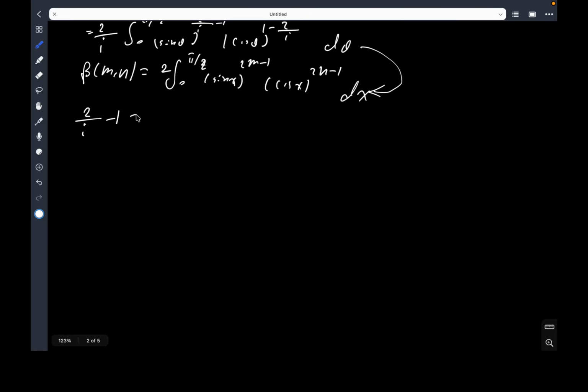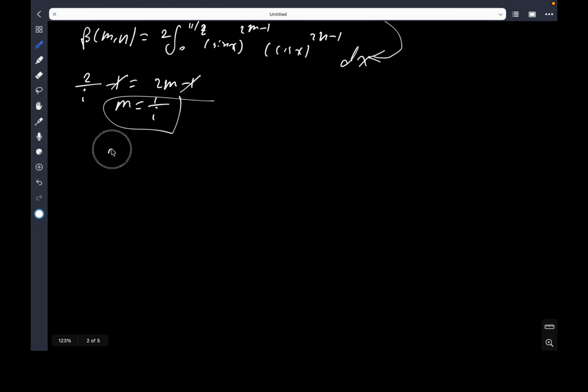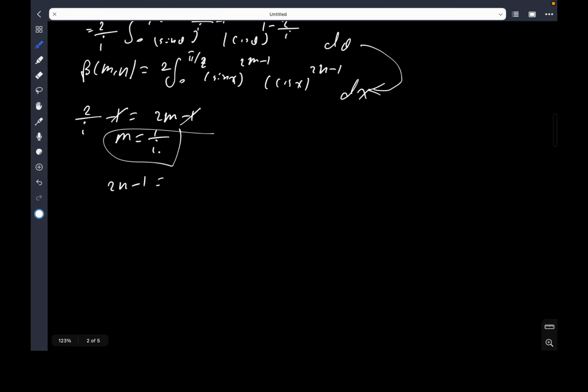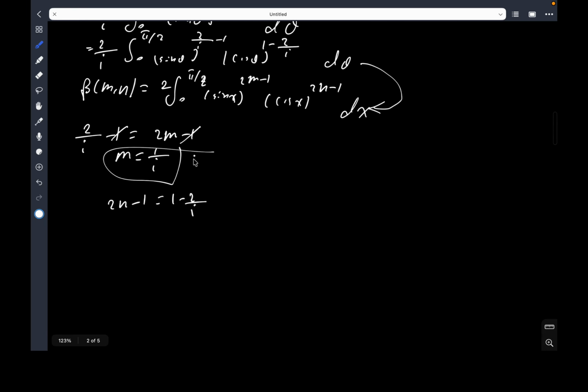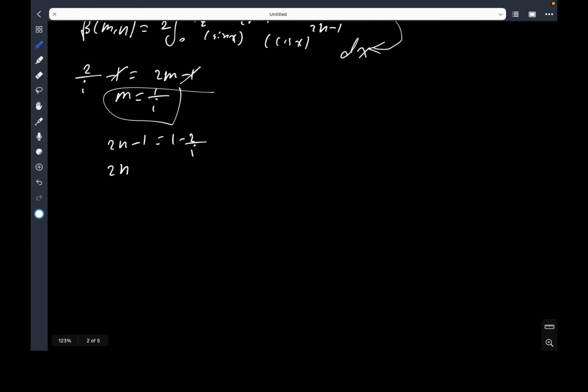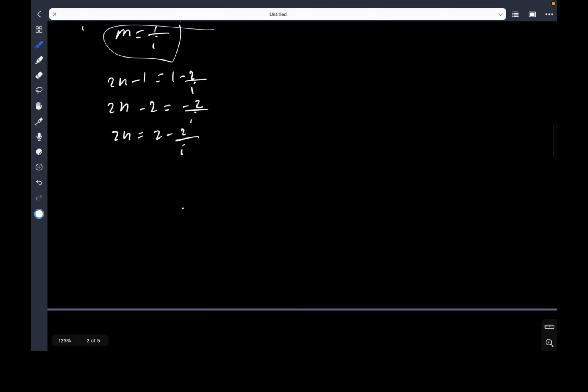Now, I want to have this result in terms of the beta function, so I'm going to say 2 over i minus 1 is 2m minus 1. These two are going to go away, and m is going to be 1 over i. Now, 2n minus 1 is going to be 1 minus 2 over i, and 2n minus 2 is going to be negative 2 over i. 2n is going to be 2 minus 2 over i, and thus n is going to be 1 minus 1 over i.